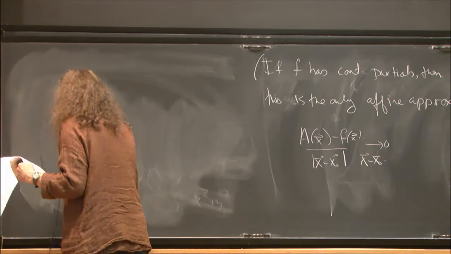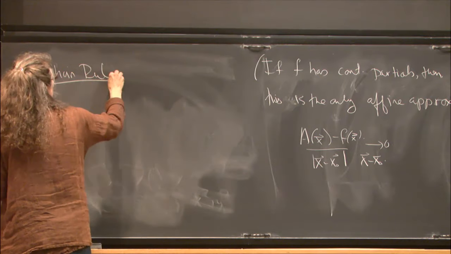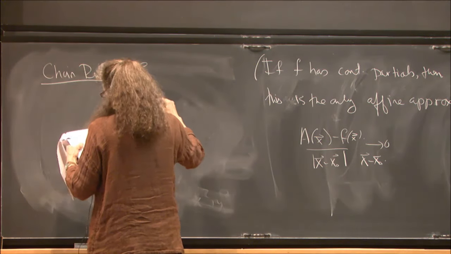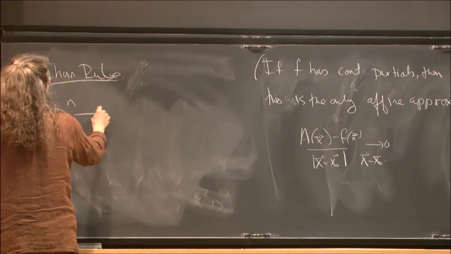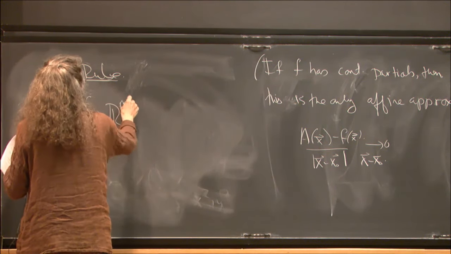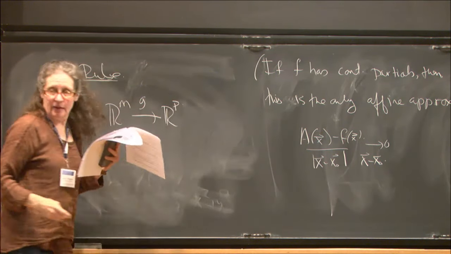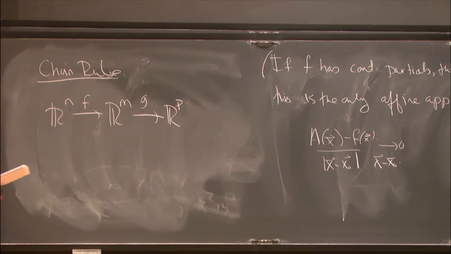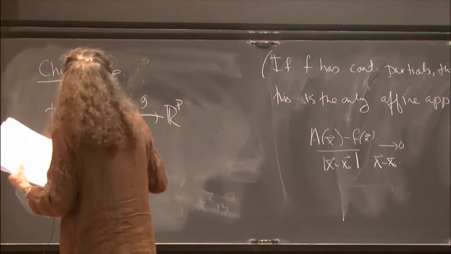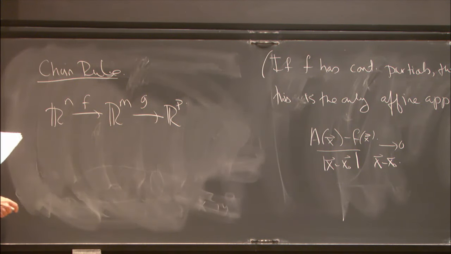Chain rule. What does the chain rule say? Suppose we have a map. I'm going to have R^n, and a map F to R^m, and then a map G to R^p. The chain rule has to do with differentiating compositions. So this is a composition of functions. First we go from R^n to R^m, and then from R^m to R^p.